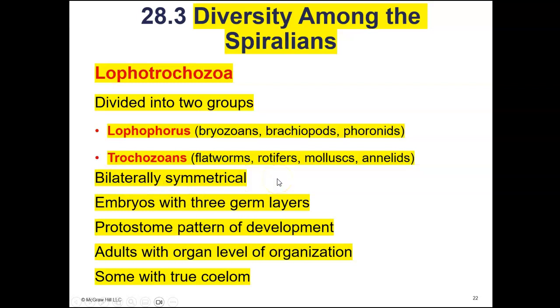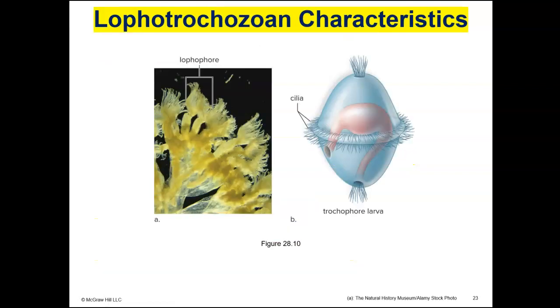So there's only one way that you can cut them in half and give you two equal symmetrical halves. They all have 3 germ layers, so they are protostomes. That means that their first opening is the mouth. Some have a true coelom and some don't.